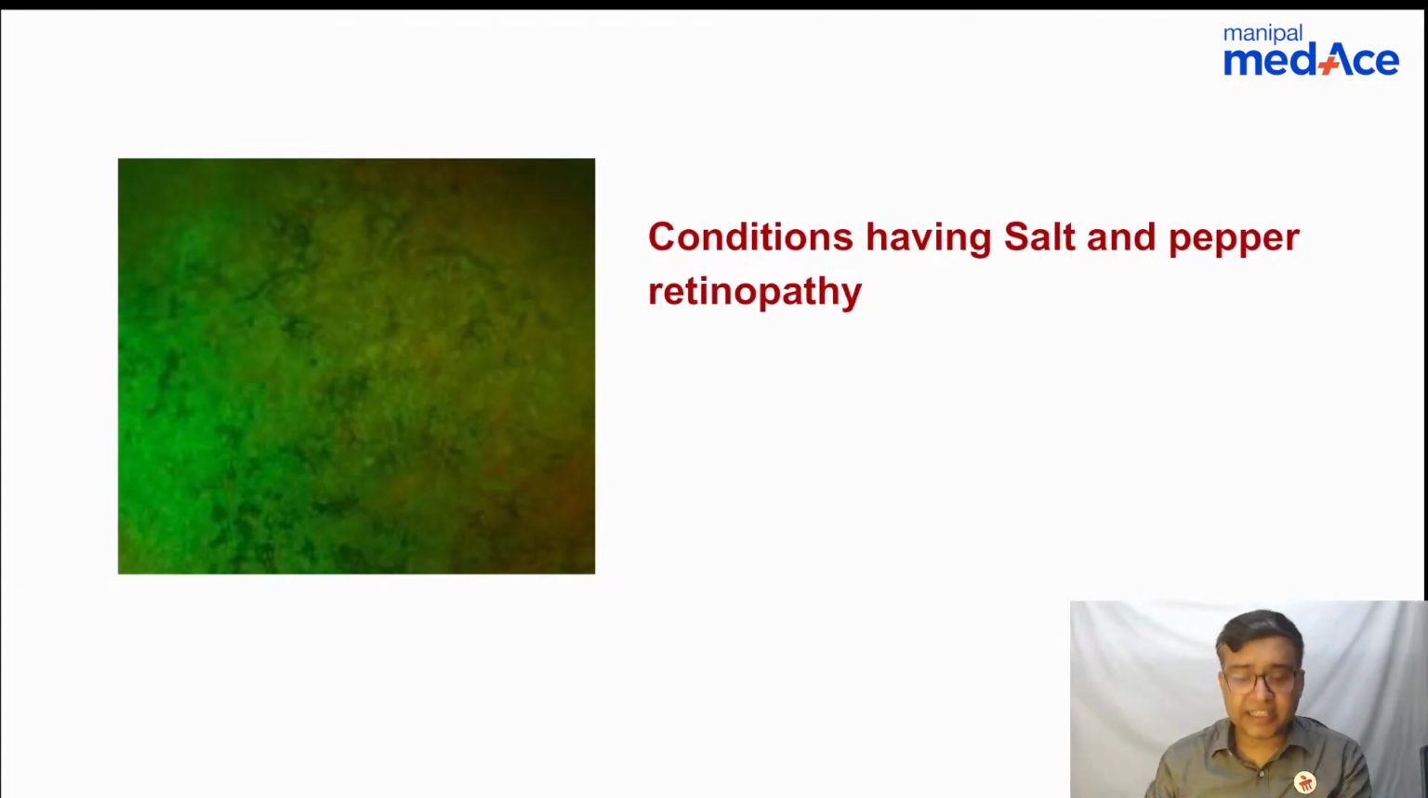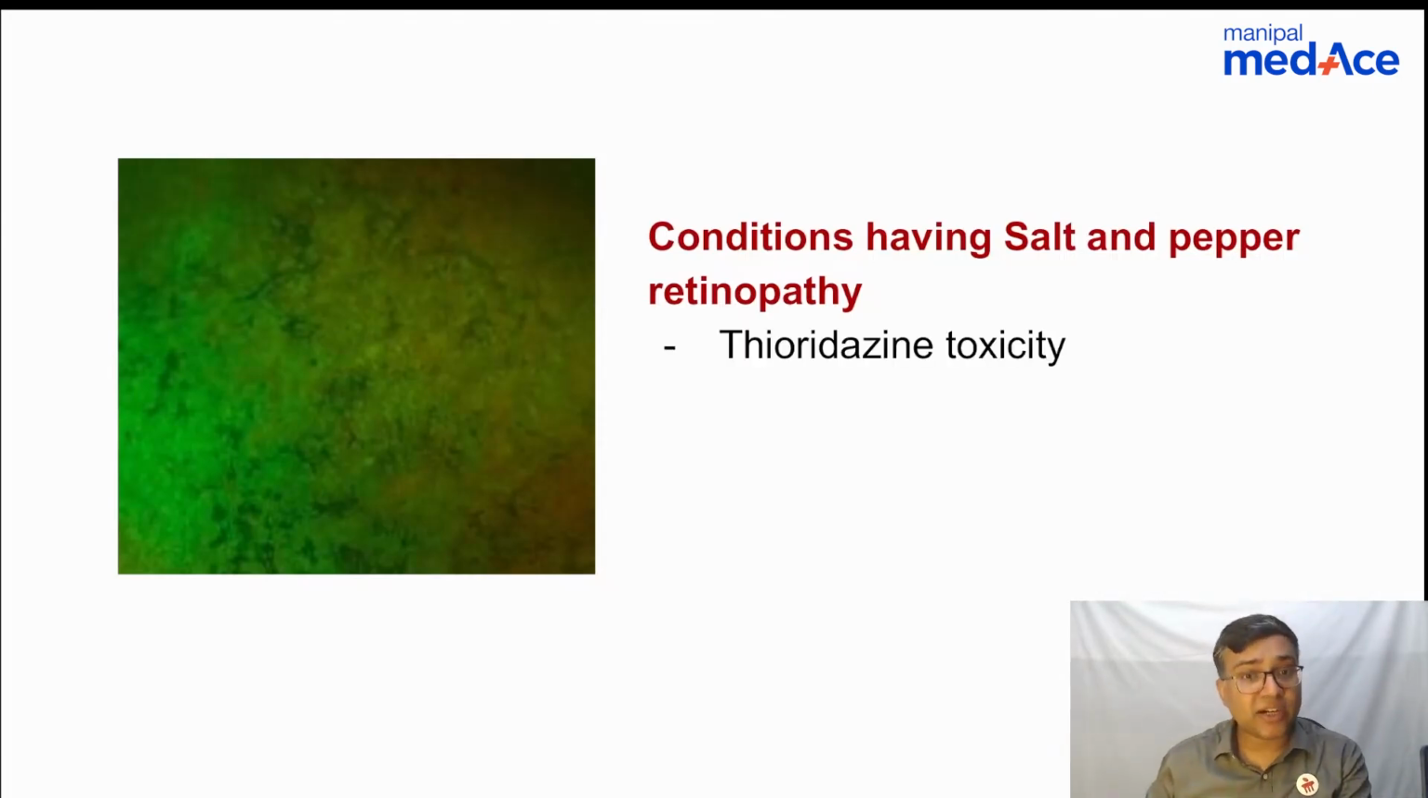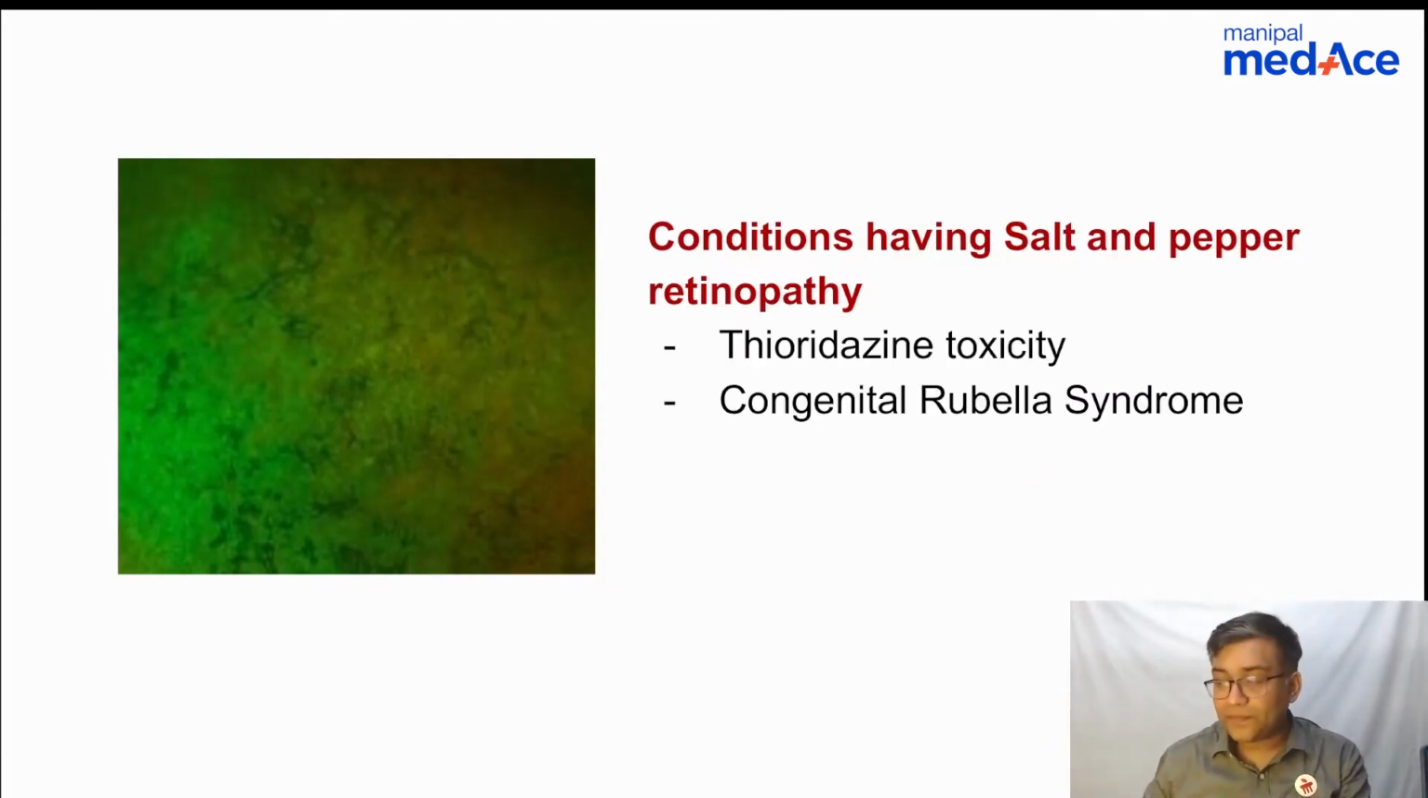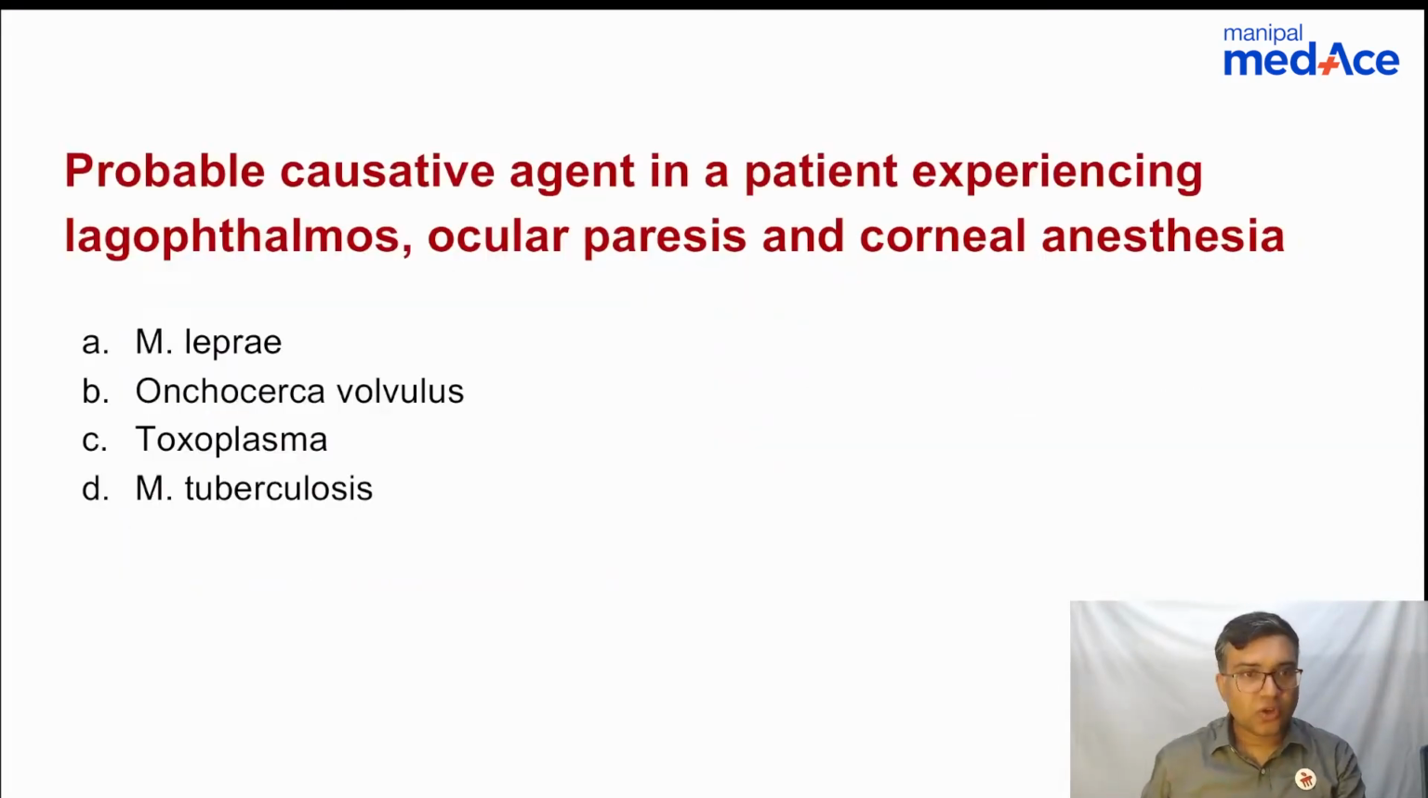So this condition can be seen in retinitis pigmentosa. It can also be seen in the drug toxicity by thioridazine and also in the congenital rubella syndrome. Okay, so these are the various differential diagnoses of the patient with salt and pepper retinopathy, and this was also a previous year question. Okay, so next we move to our next question.